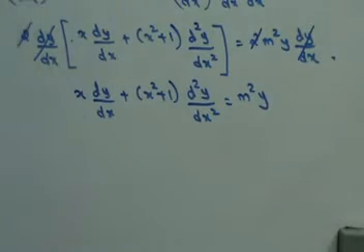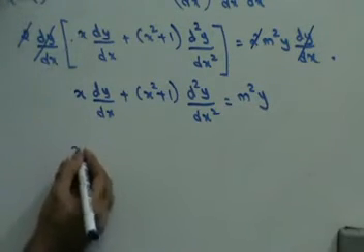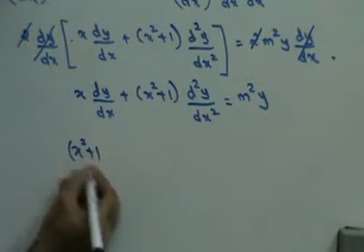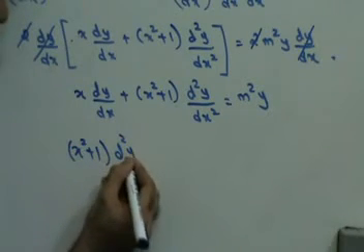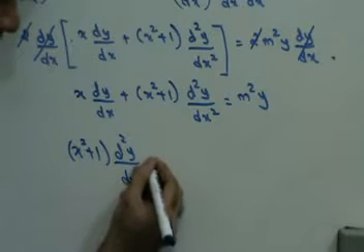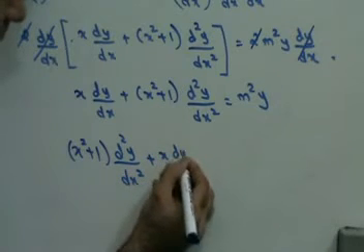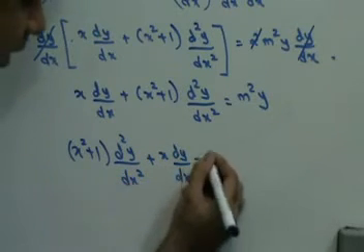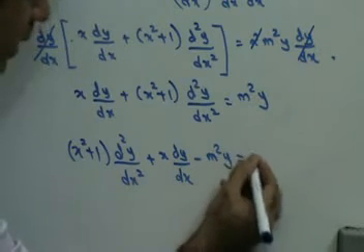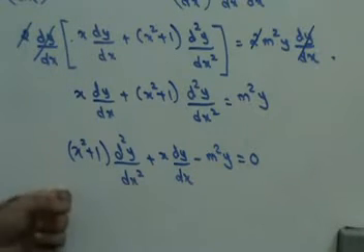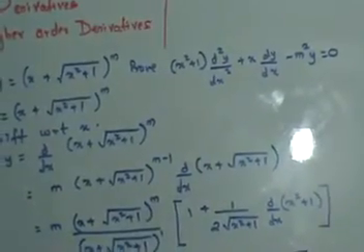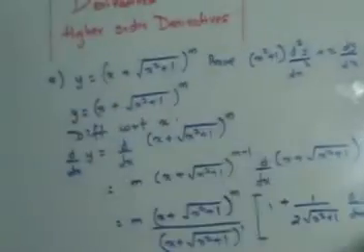Take the m square y on the other side and rearrange the terms. So you will get x square plus 1 d square y by dx square plus x dy by dx minus m square y is 0, and that's exactly what I did. That was the sum that had to be proved. Right? Let's move on to the next sum, guys.